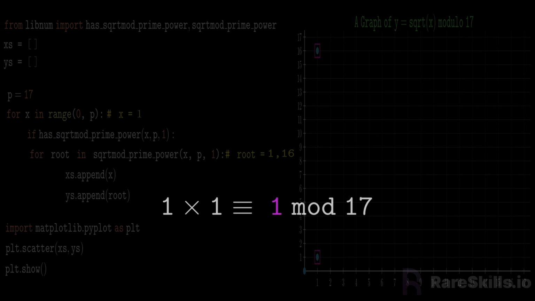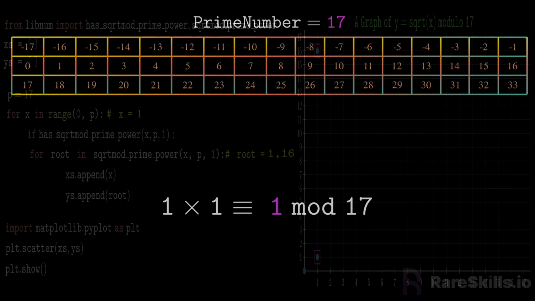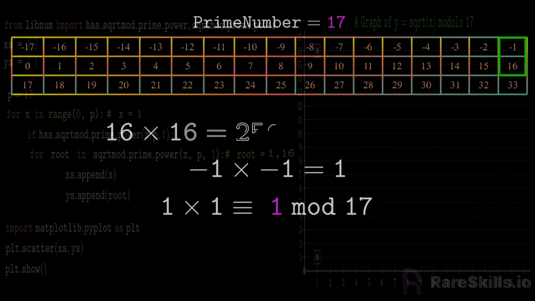The solution for 1 is intuitive, as the square root of 1 is 1. However, for 16, if we bring back the table for modulo 17 from earlier, we see that 16 is congruent to negative 1, and negative 1 times negative 1 is 1. Basically, 16 times 16 is equal to 256, which is congruent to 1 modulo 17.